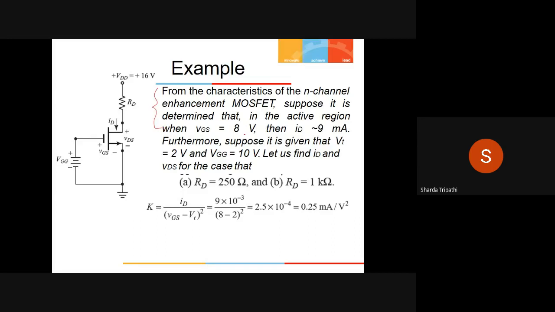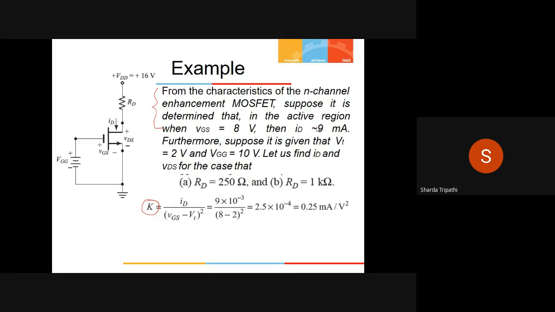Here it is not saying that for this device VGS is 8 and the current flowing through the device is 9. No, it is not saying like this. What it is saying is just giving a condition that if VGS is 8, then ID is 9 and the transistor is working in the active region. So this condition is actually given in order to find out the value of the constant K.